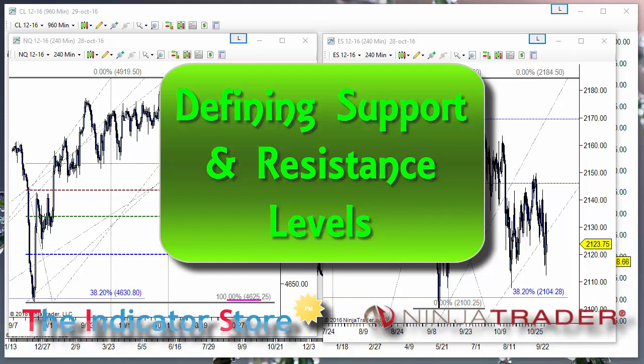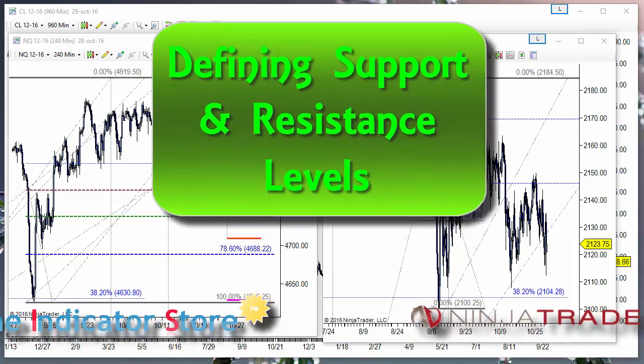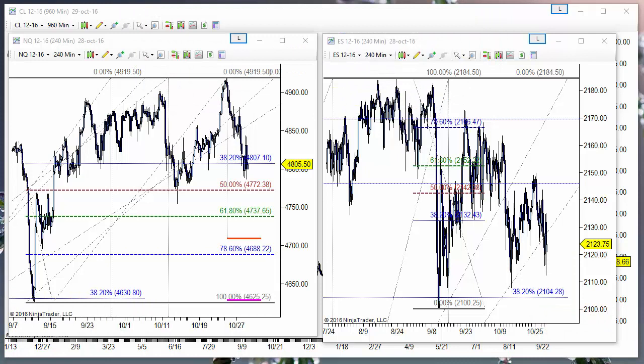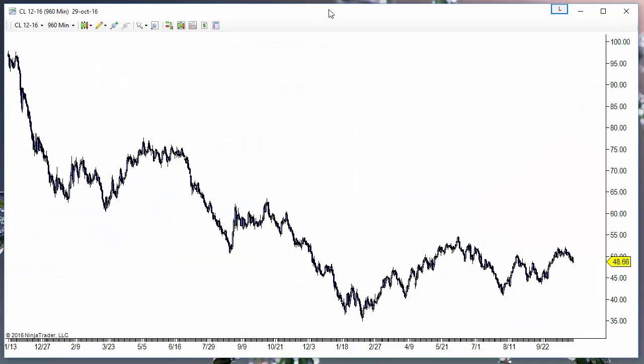Hello, good morning everyone. Today we are going to review how to create support and resistance levels of any market using the tools available on any platform. In this example we are going to use NinjaTrader 7.